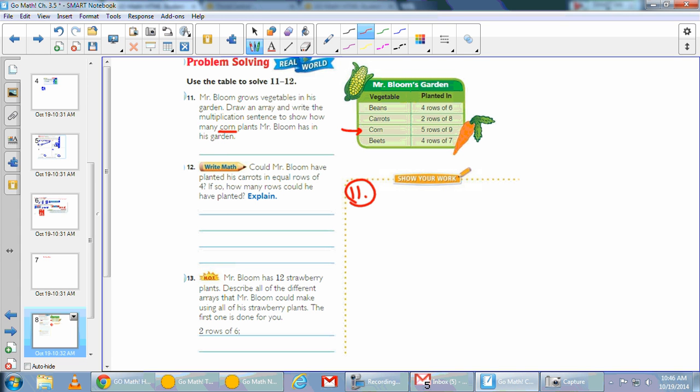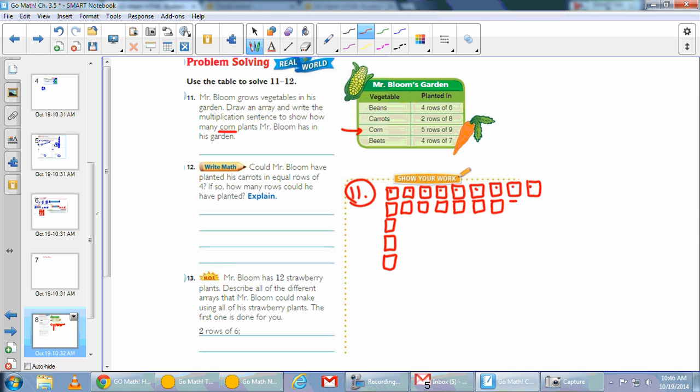He has 5 rows of 9. So I need to make 5 rows of 9. So here's 1, 2, 3, 4, 5, 6, 7, 8, 9. 1, 2, 3, 4, 5, 6, 7, 8, 9. Okay. Do the same for the other rows.